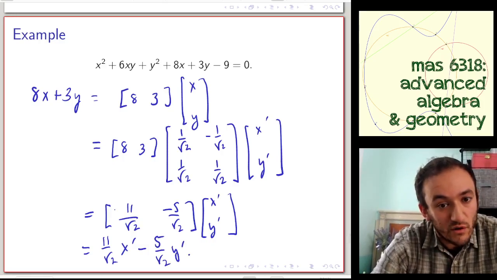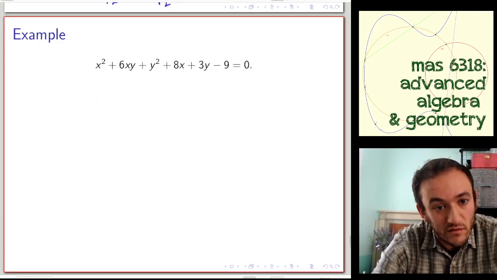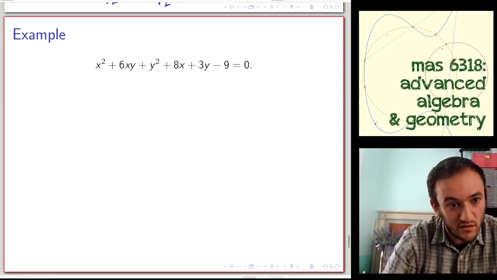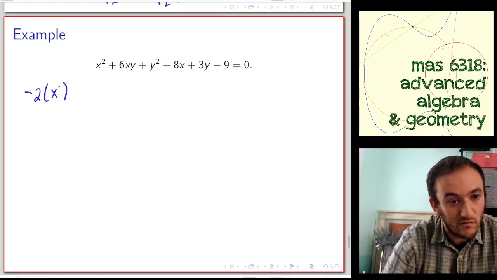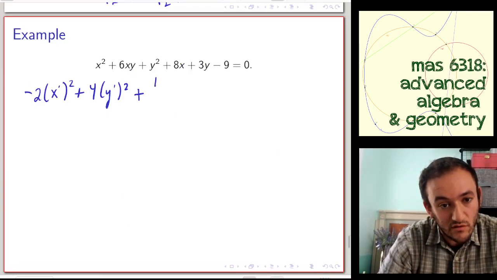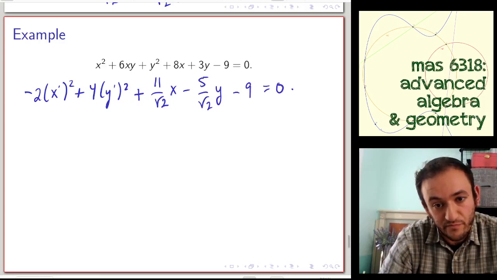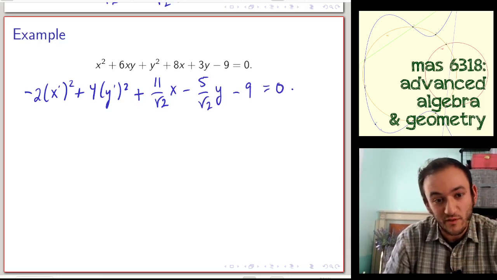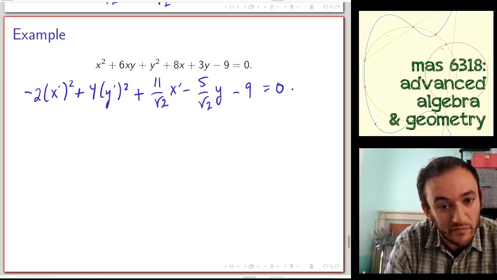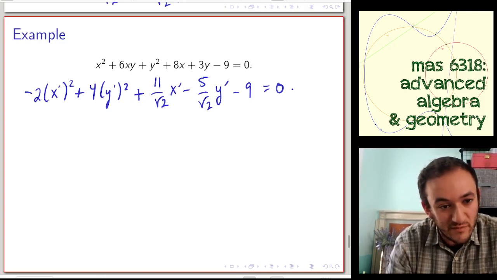Okay, so our new equation is minus 2 x prime squared plus 4 y prime squared plus 11 over root 2 x minus 5 over root 2 y minus 9 equals 0. Okay, we've gotten rid of our xy term, though now the coefficients are a bit messier. Sorry, this should have been x prime and y prime. Okay, but we don't like x primes and y primes, so we're just going to drop all the primes.